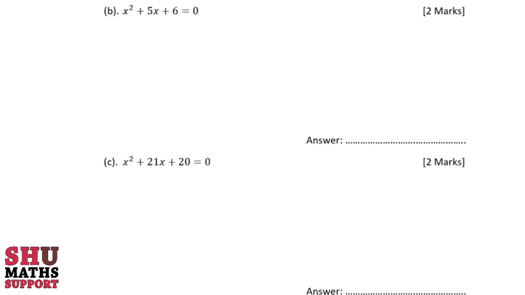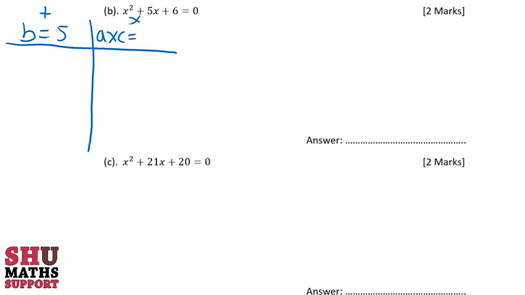So the second equation, we have x squared plus 5x plus 6 is equal to 0, and we need to do the same thing, we need to solve. So we know that our final answers are going to be x equals something. So we'll set up our table again. And in the first column, we want two values that add together to make 5, because b equals 5. And then we want the same two values to times together to make a times c, which equals 1 times 6, which is equal to 6.